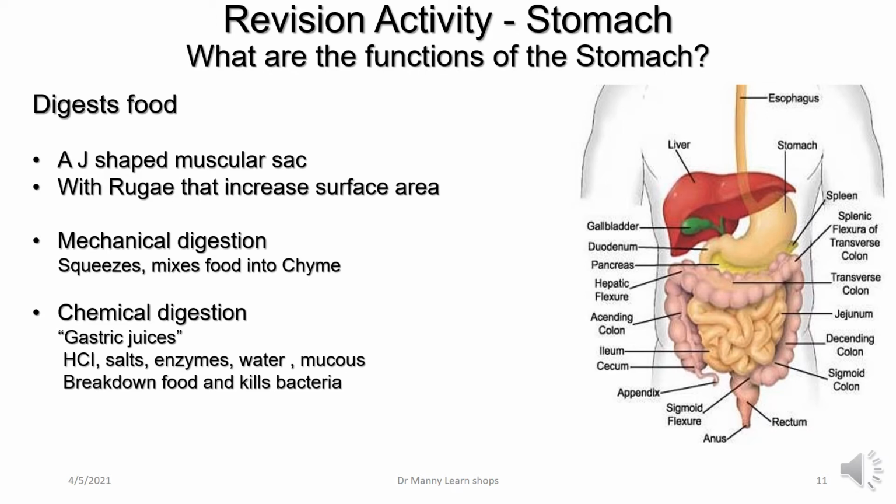This is chemical digestion. The gastric juices contain hydrochloric acid, salts, enzymes, water, mucus, and they break down food and they do kill bacteria.